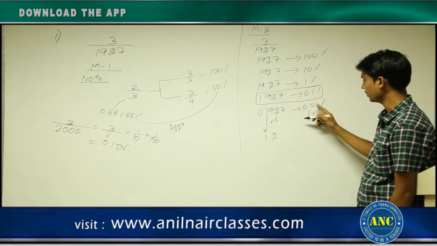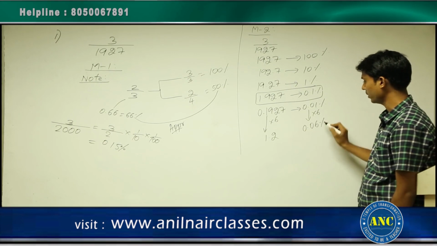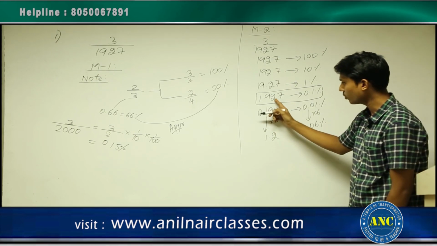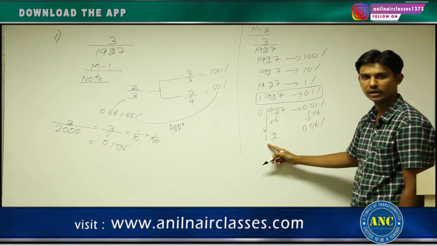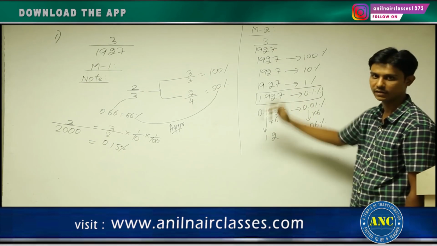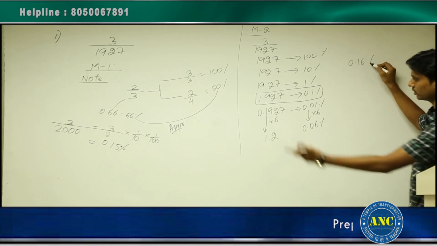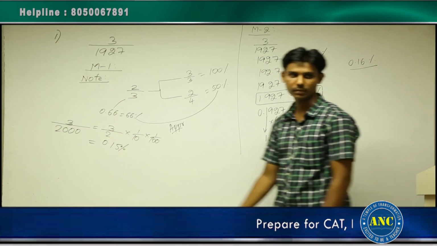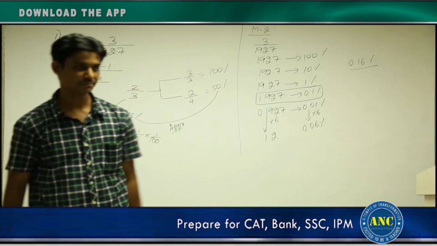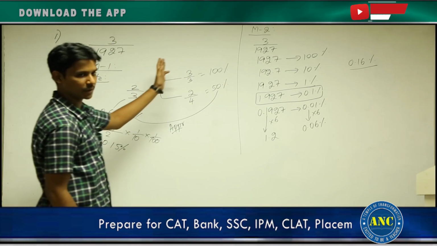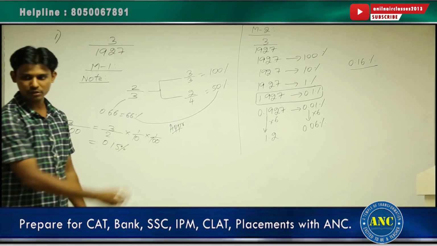Here also multiply by 6. 0.01 into 6 is 0.06. That means 0.1927 plus 1.2 is 3.1, approximately 3. 0.1 plus 0.06 is 0.16. That is what you got there also. Your answer is 0.16%. Understanding the approach, sir? Once you understand those 4 to 5 problems that we did initially, all these questions are very simple.